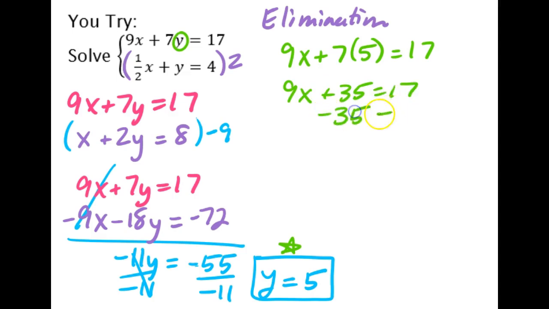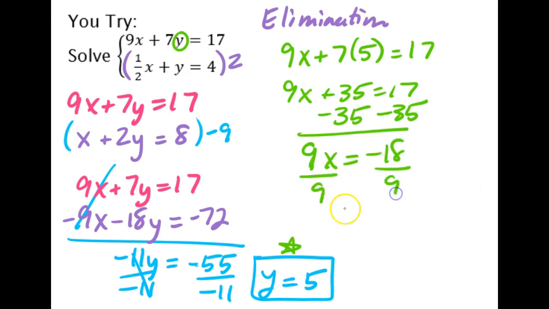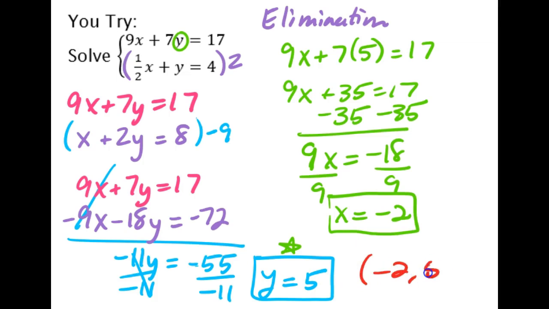I would have to subtract 35 from both sides. So I would have 9x equals -18. And then divide both sides by 9. So my x value would be -2. So the final answer here would be the ordered pair (-2, 5).